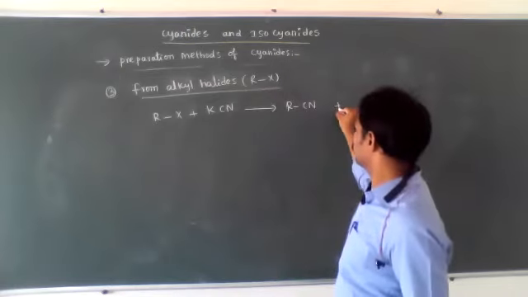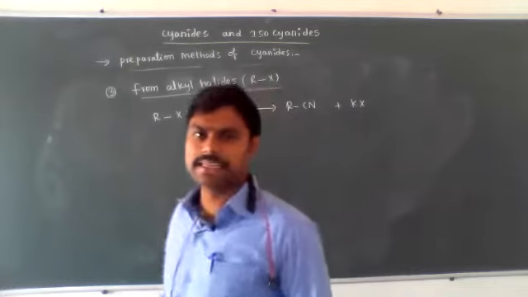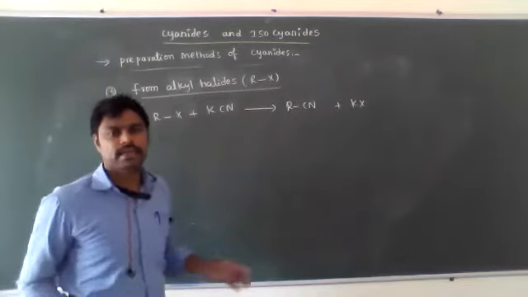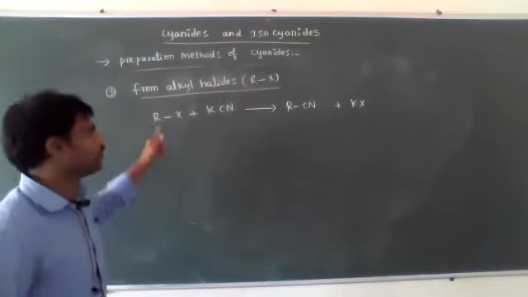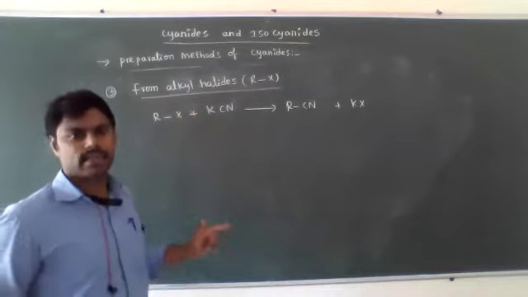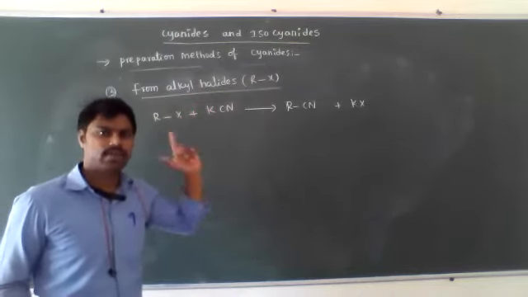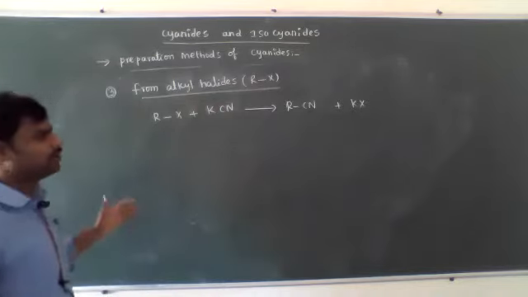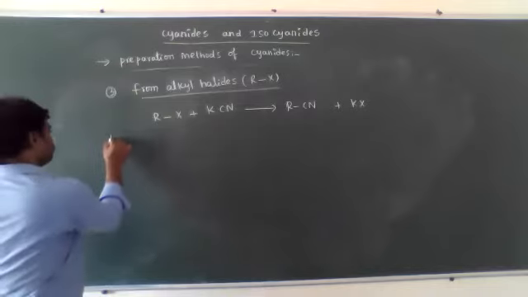plus KX. Methyl chloride you take, methyl cyanide; ethyl chloride you take, ethyl cyanide; like different alkyl cyanides we are getting. So this is one of the examples for the chemical properties of alkyl halides or nucleophilic substitution reactions of alkyl halides. In that earlier chapter only we discussed. However, again here we are discussing. Next, fourth one.